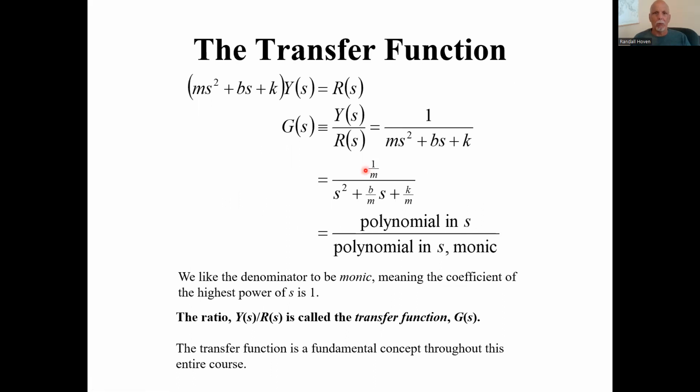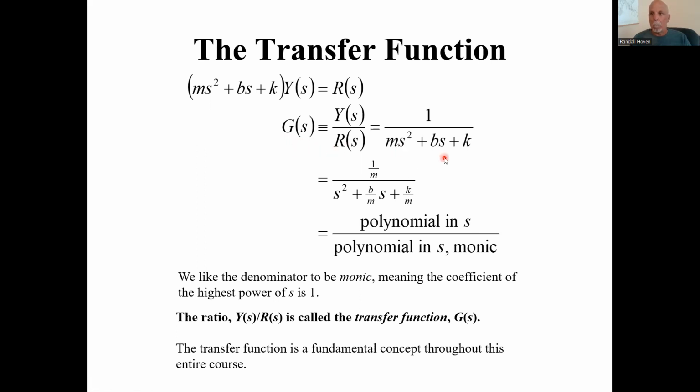Do a little bit more algebra. We'll divide through by this little parenthetical quantity here. I'll have y, and divide through by r. I'll have y over r equals 1 over this parenthetical thing. We're going to call this ratio, the output y over the input r, g of s, and we call that the transfer function. That is the transfer function.